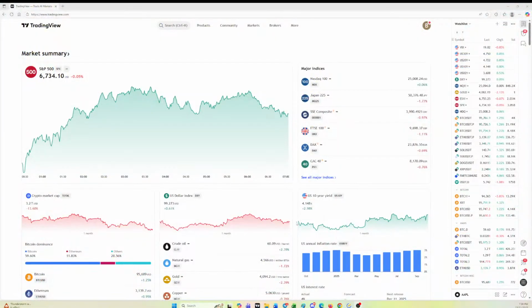We're going to look it up. I'm going to show you how to find, on the crypto market, what coins are still in an uptrend after a large crash. Relatively easy to do on TradingView.